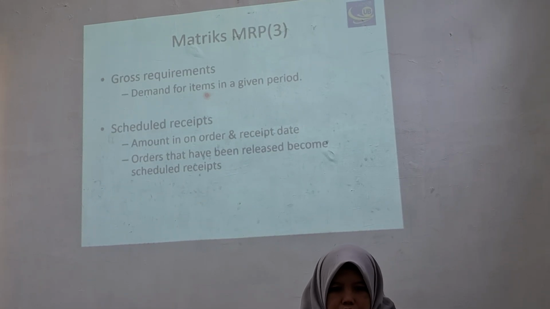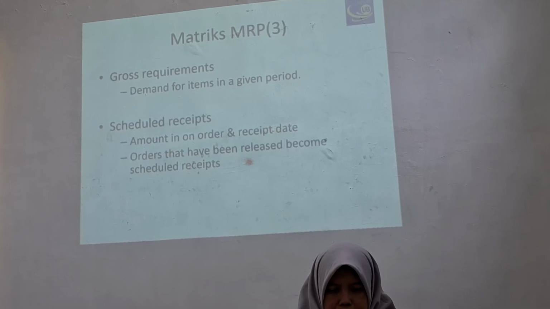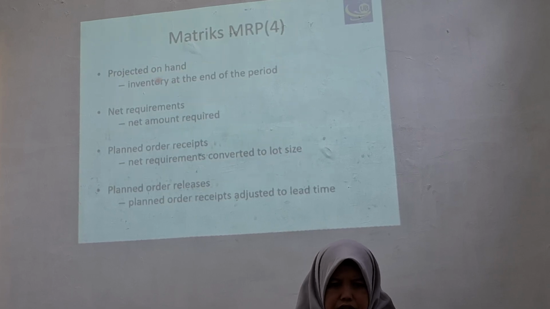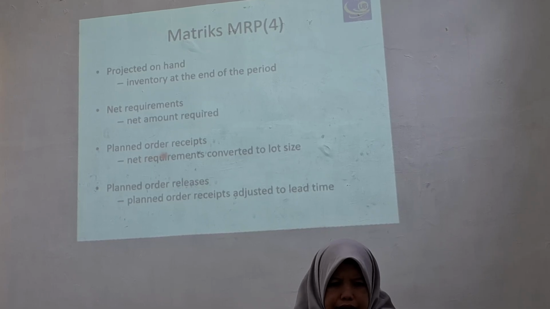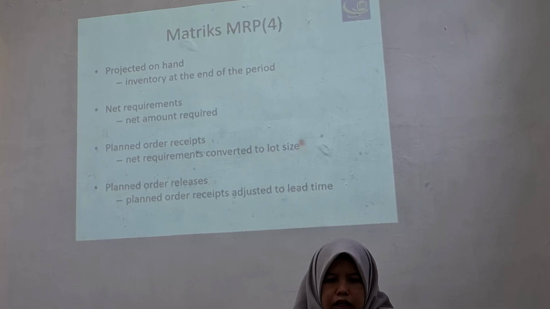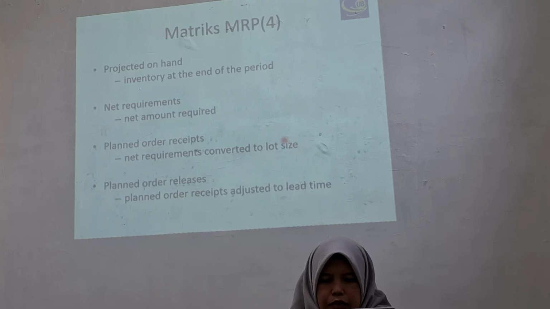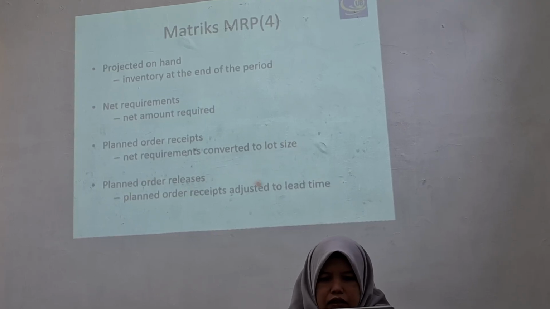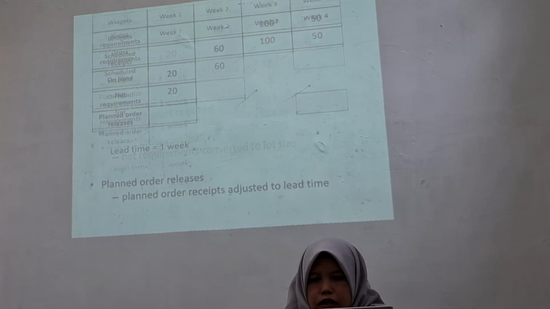Gross requirement is the demand for items. Scheduled receipt is the amount on order and the receipt date; an order that has been released becomes a scheduled receipt. POH is inventory. Net requirement is the net amount required. POR, the planned order receipt, is the net requirement converted to lot size, based on the lot size policy for this product. And the last, planned order release, is adjusted to lead time. They are different in these two points.